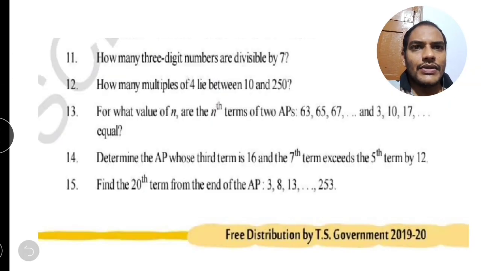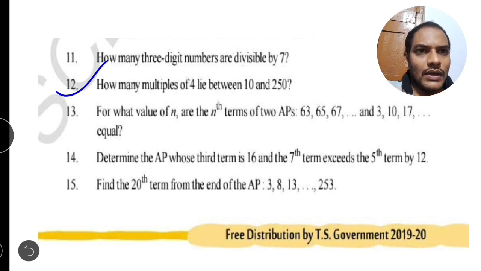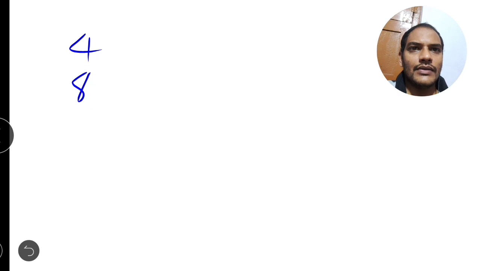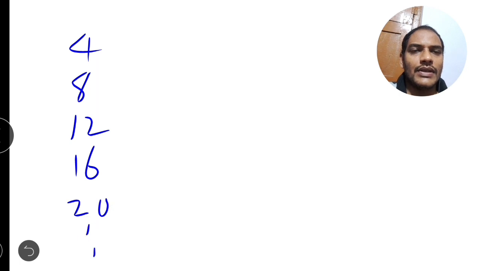So the next question is the 12th one. How many multiples of 4 lie between 10 and 250? So multiples of 4 means 4 1s are 4, 4 2s are 8, 4 3s are 12, 4 4s are 16, 4 5s are 20, and so on. So these are the multiples of 4.